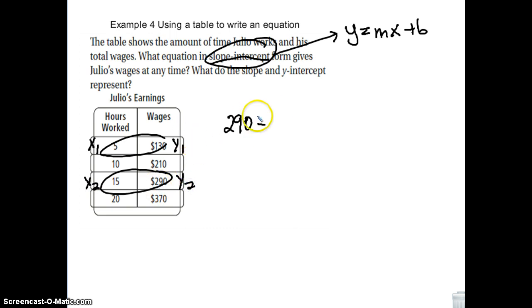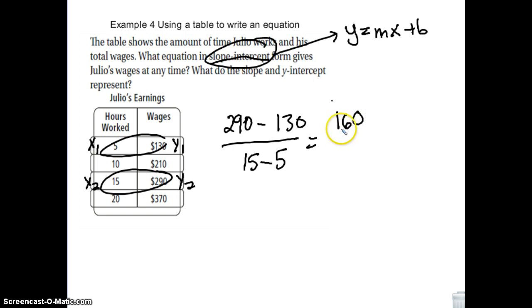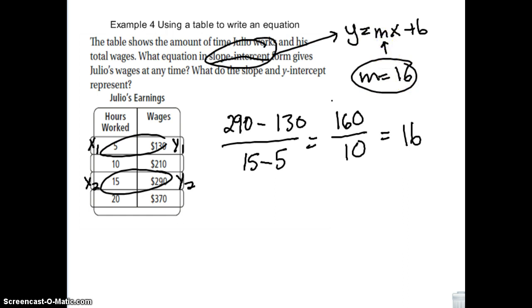So I'm going to do 290 minus 130 over 15 minus 5, and I get 160 over 10, which is 16. So I know my slope is 16. So I'm going to write that up here. So m equals 16.